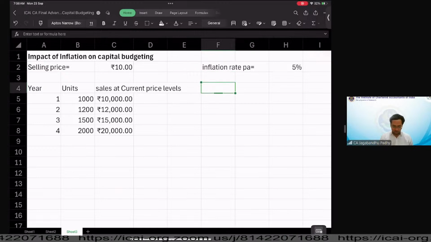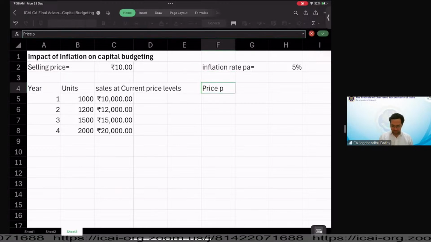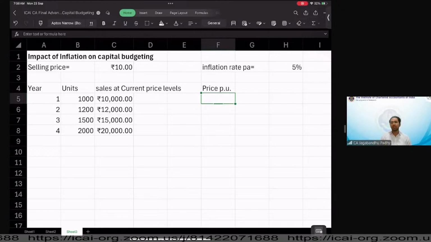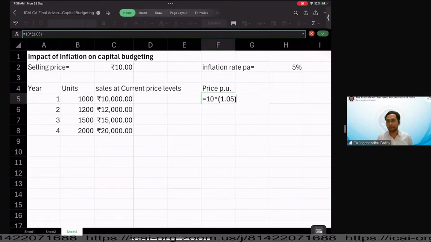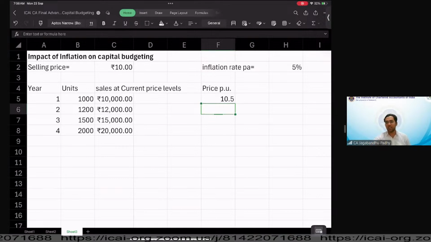So can you tell me what will be the price per unit in the future years? Like in the first year, what will be the price per unit? Because this 10 rupees was the selling price at current level. Okay. Can I say it will be 10 multiplied by 1.05? Correct. So price per unit is 10 multiplied by 1.05. That's the price which we have for the first year.